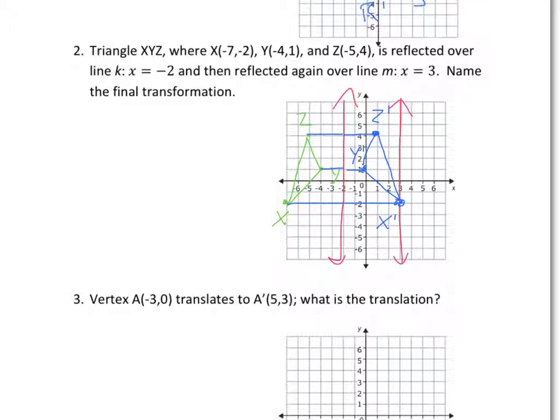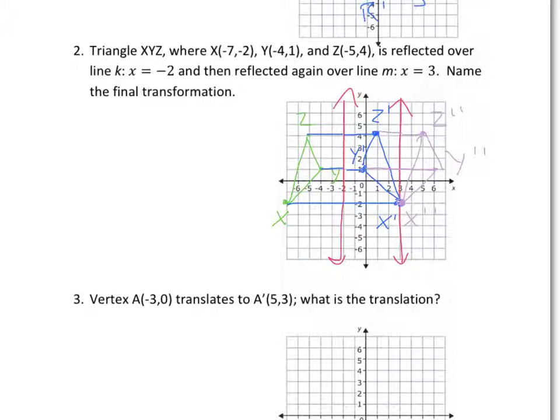Now, the second reflection. We'll do the second reflection in purple. Do it again for Z. It takes 2 to get there, so do 2 more. There's Z double prime. For Y, we have 1, 2, 3 to get there, 3 more. Y double prime. X is on the line, so you keep it on the line, and that's X double prime.